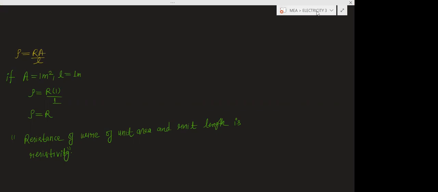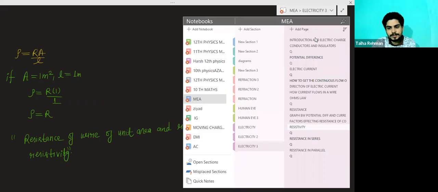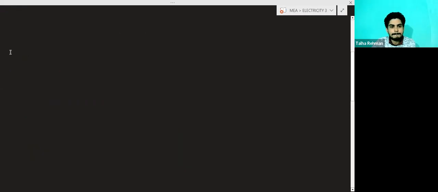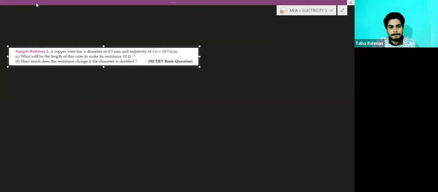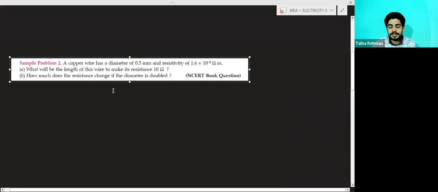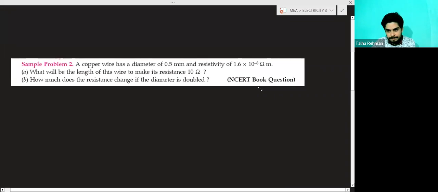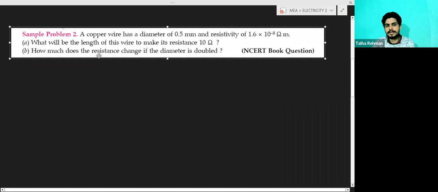Good answer. Now we will solve numericals. First numerical. Numericals are more important here. This is a question of NCERT. Okay, I have taken a question of NCERT.